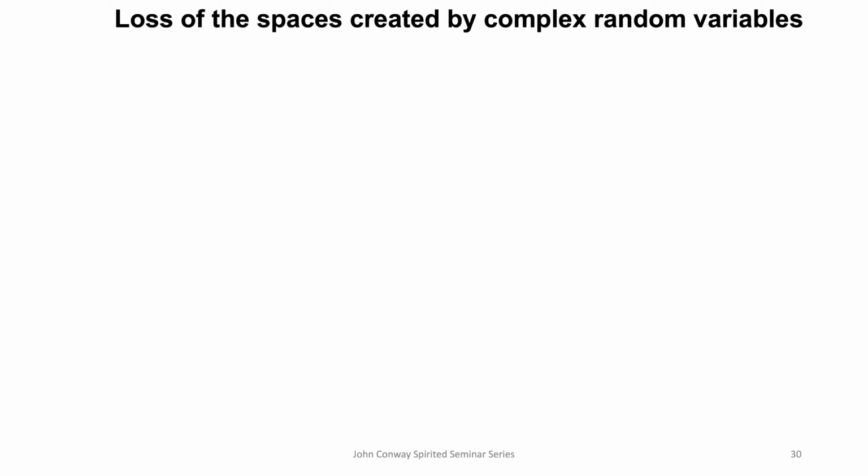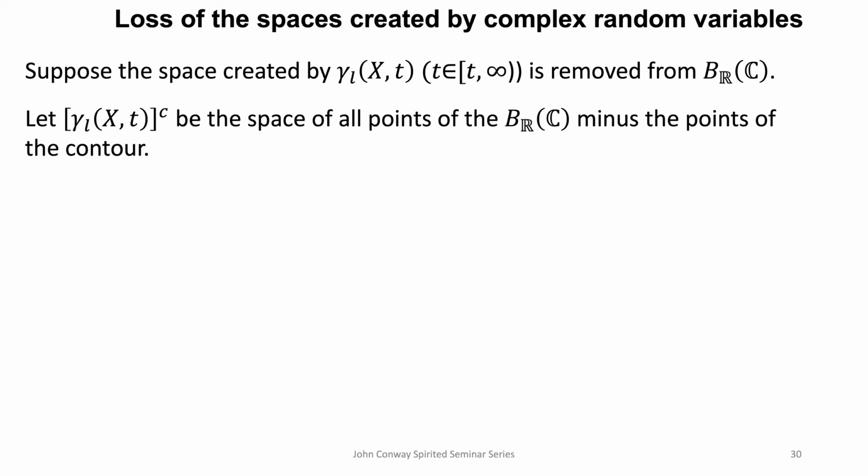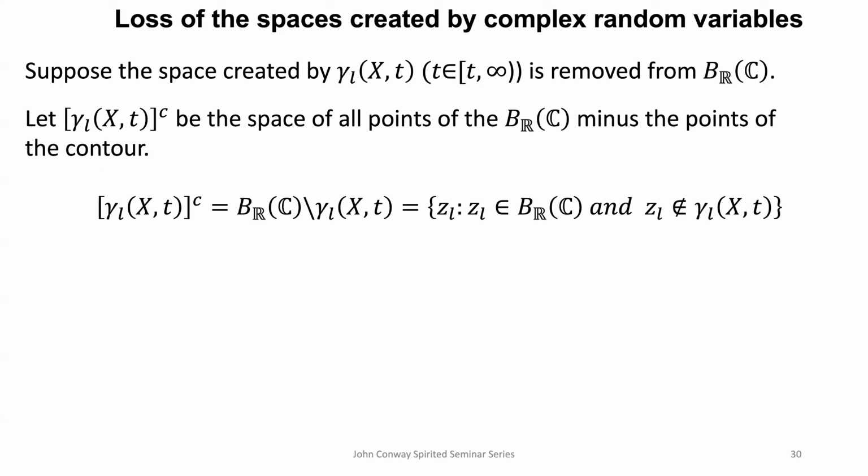Now the removal process. Once the space of the contour is formed from the bundle, we will remove it. Let gamma Lx be the space because of the random variable x. Now I call gamma Lxt C the space of all the points minus the contour. So gamma Lxt is defined as B_R C minus gamma Lt, the set of points which are not in it, and then you remove them.